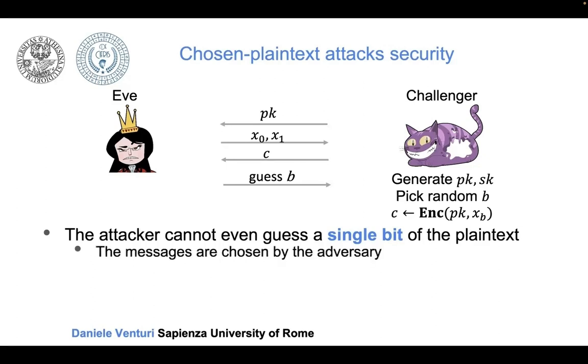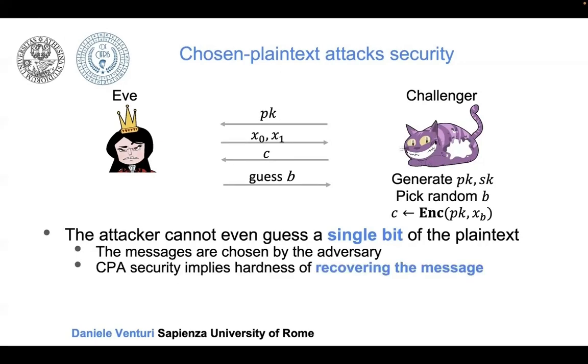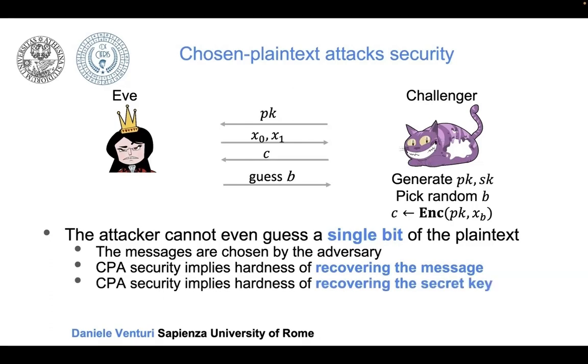The reason for this is that the messages are adversarially chosen. The adversary could know everything about the messages but 1 bit, and still it should not be able to tell which message was encrypted. As a sanity check, you can very easily see that this notion implies, for instance, that it's hard to recover the message, and also hard to recover the secret key. Moreover, in the early days, it was proven that this definition is actually equivalent to much more complicated definitions that try to capture all details of a real execution of the protocol between Alice and Bob.